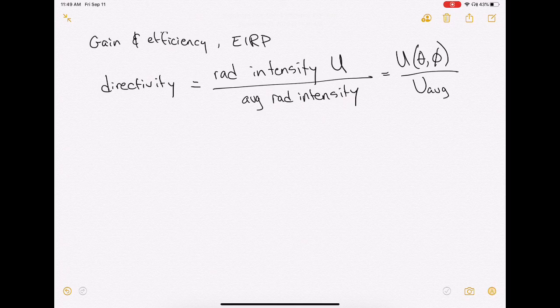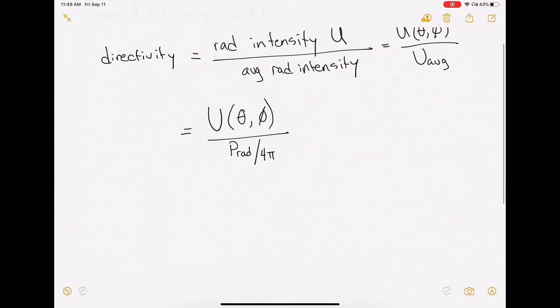Or I could also write that as the same thing: radiation intensity as a function of angle divided by the radiated power divided by the solid angle of a sphere. Because remember, radiation intensity is power per solid angle, not per unit area. But here's the thing, antennas don't radiate all the power that you put in.